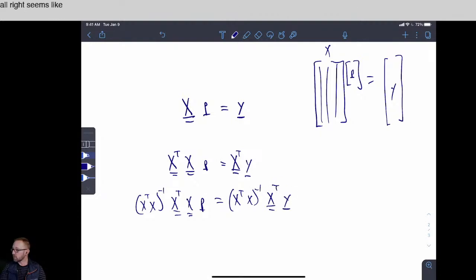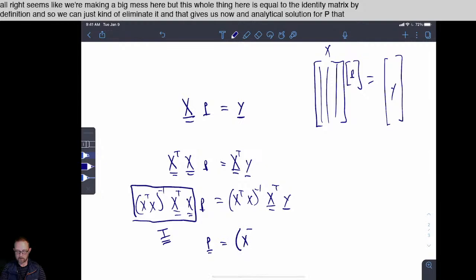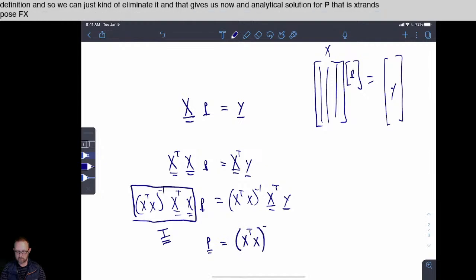All right, seems like we're making a big mess here, but this whole thing here is equal to the identity matrix by definition, and so we can just eliminate it, and that gives us now an analytical solution for p that is x transpose x inverse times x transpose times y.